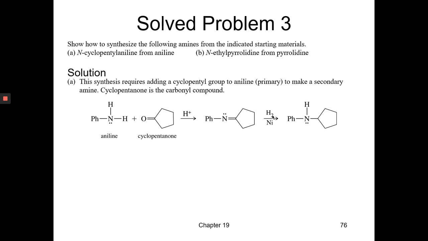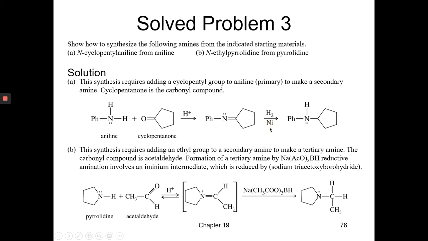So here is an example of reductive amination. We start with aniline. We condense it with cyclopentanone. Water is split out. We get our imine, and then we can reduce it. Another way we can reduce it is through catalytic hydrogenation.